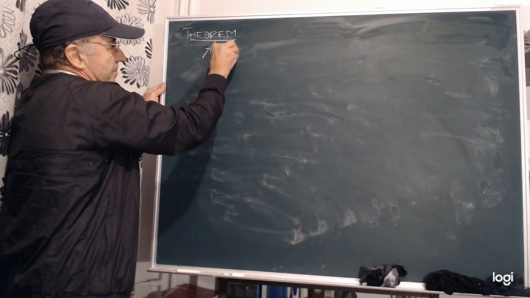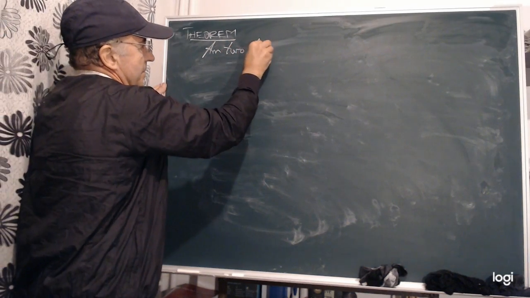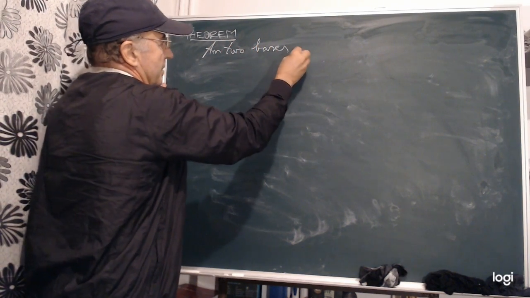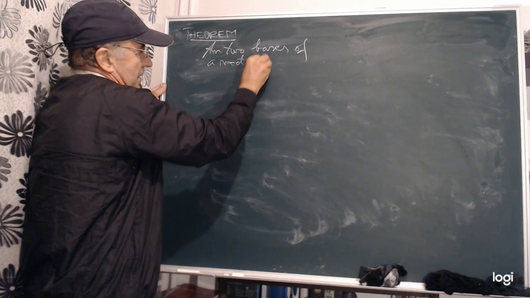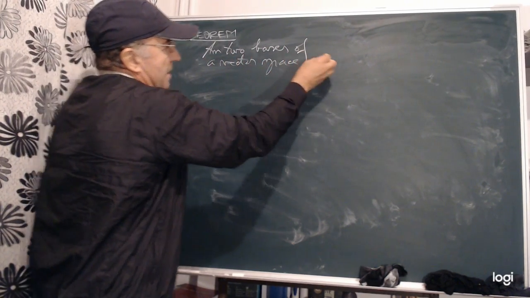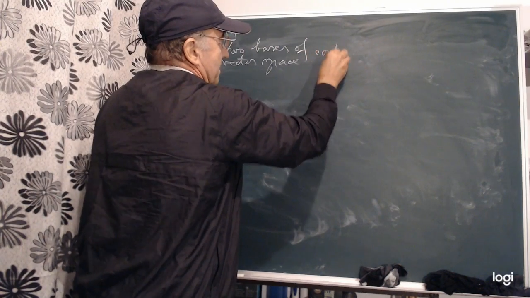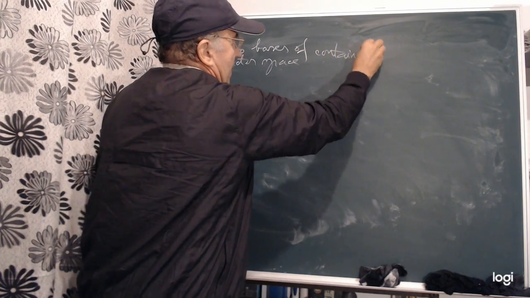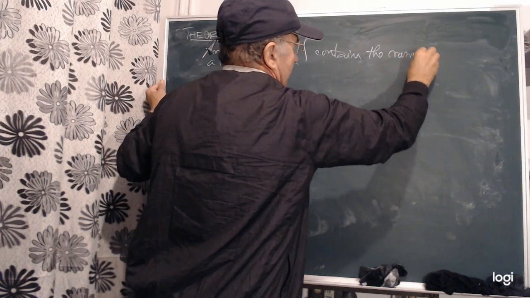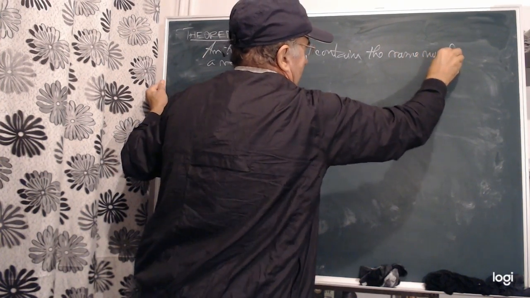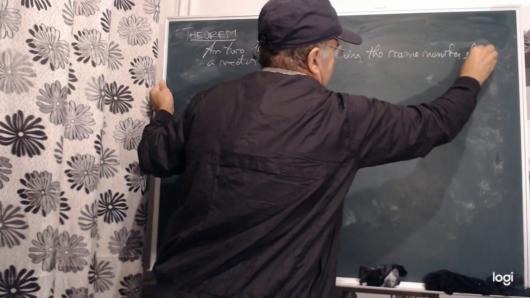Any two bases of a vector space contain the same number of vectors.